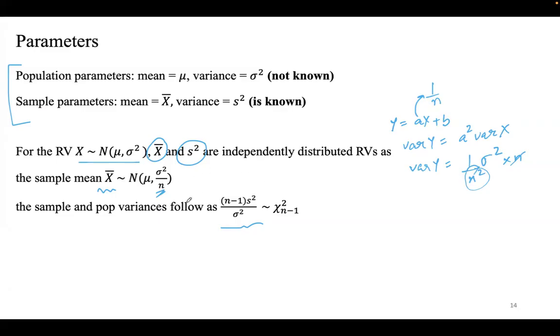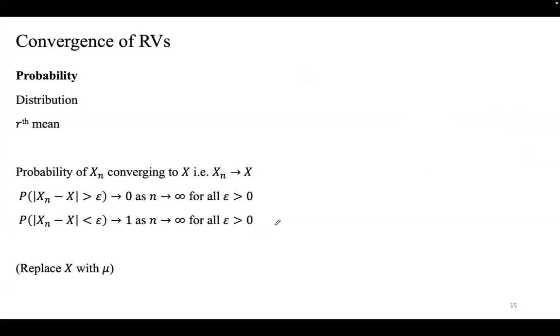And then for the sample and population variances, this is something we just saw a few slides back. This is how they are related: one in terms of normal distribution, one in terms of chi-square distribution. Again, we'll see a few examples for some of these cases, so that will become slightly clearer. And there's something called convergence of random variables. There are different types. The others would be discussed next week.